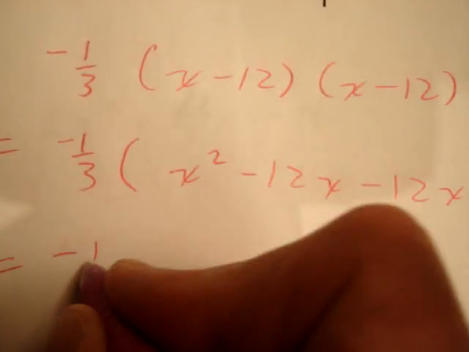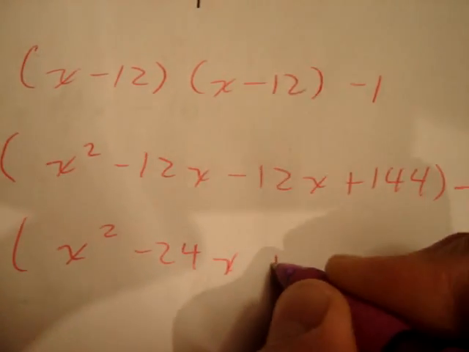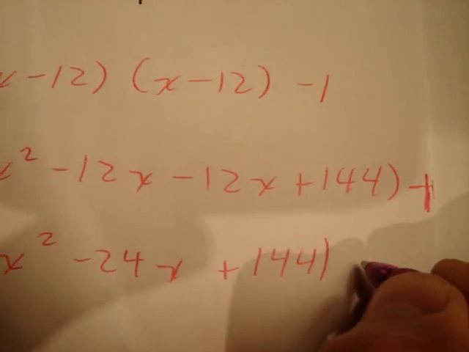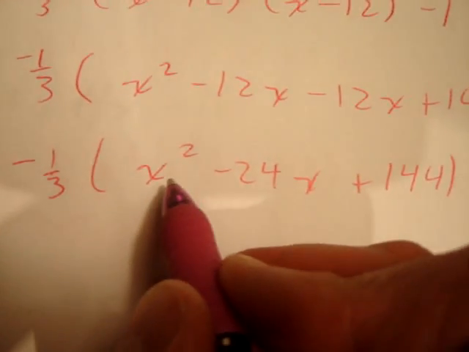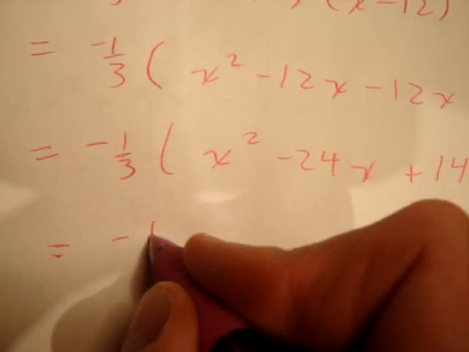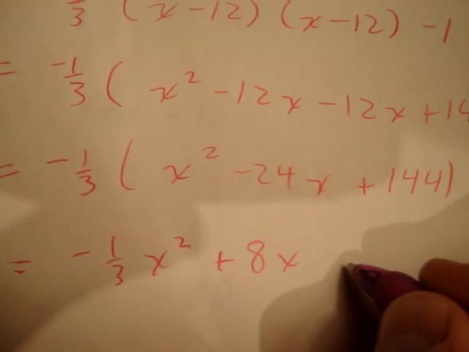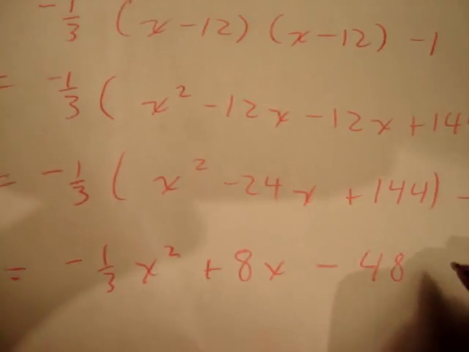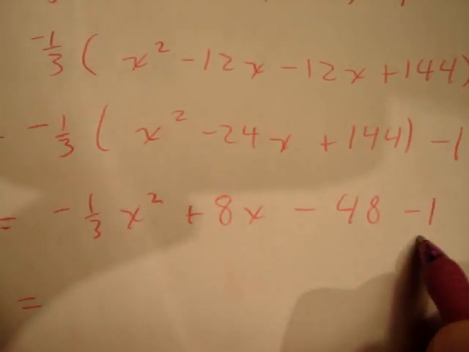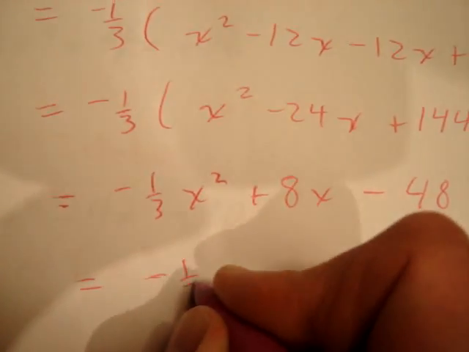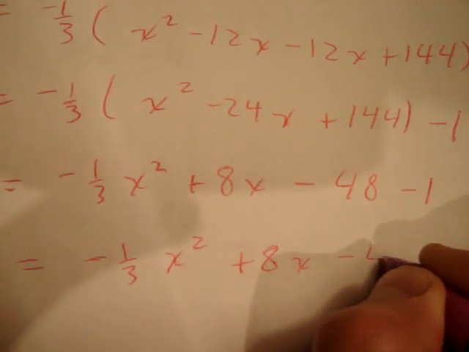Well, we collect like terms inside the bracket. We get x squared minus 24x plus 144, and we subtract 1. When we distribute this negative 1/3 in, keeping in mind to change the signs of each term as we do, we get negative 1/3 x squared plus 8x minus 48 minus 1. And we now collect like terms. The only like terms we have are on the end. And our final answer is negative 1/3 x squared plus 8x minus 49.